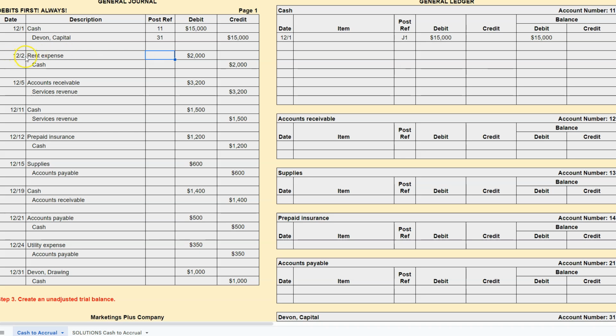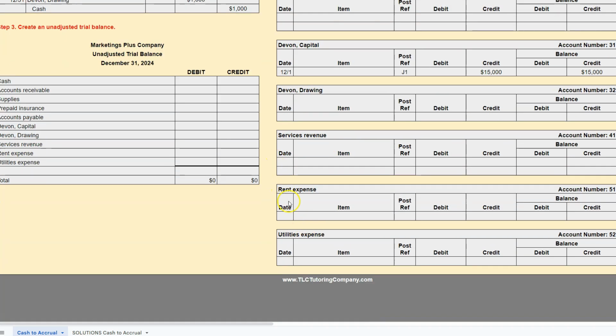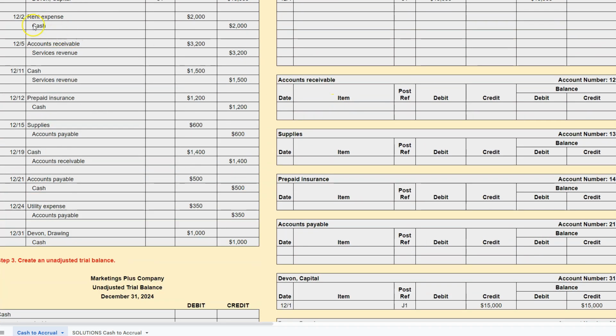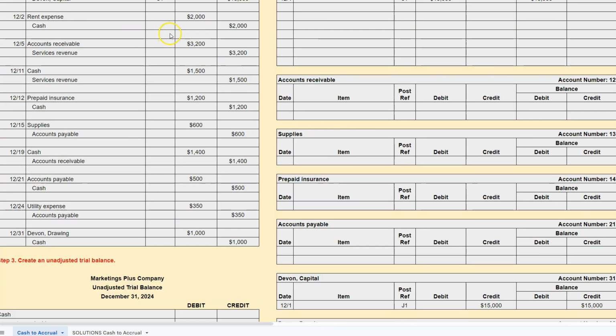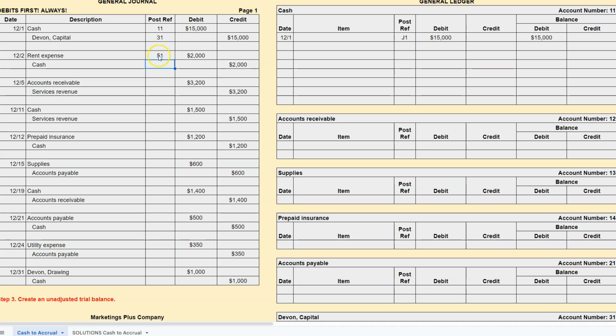Next one is rent expense on December 2nd. Rent expense, December 2nd, first page of the journal. And we debited rent expense for $2,000. Same idea. Bring the balance over. The account number is 51. So 51 posted. All right, now we have another account here. When we have more than one, this is where it gets more interesting.